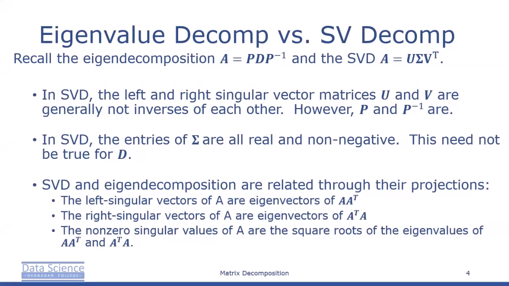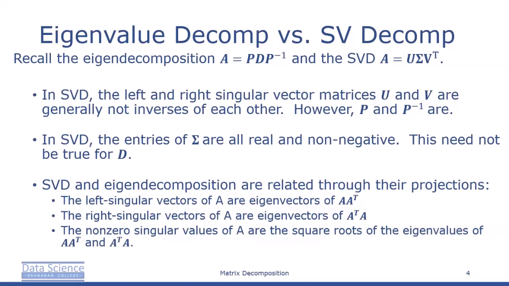In the singular value decomposition, the left and right singular vector matrices, U and V, are generally not inverses of each other. They perform basis changes in different vector spaces. In the eigendecomposition, the basis change matrices P and P inverse are inverses of each other. In the singular value decomposition, the entries in the diagonal matrix sigma are all real and non-negative, which is not generally true for the diagonal matrix in the eigendecomposition.